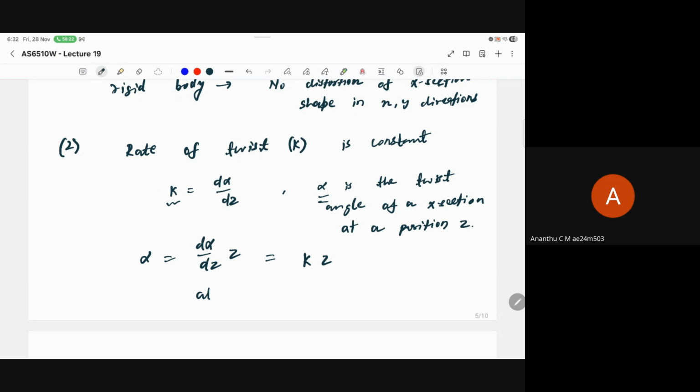So this equation basically says at z equal to 0, alpha is 0, which is consistent. At the bottom you have the fixed condition. At the fixed condition, you should have zero twist angle, and that is what you are getting from this equation.